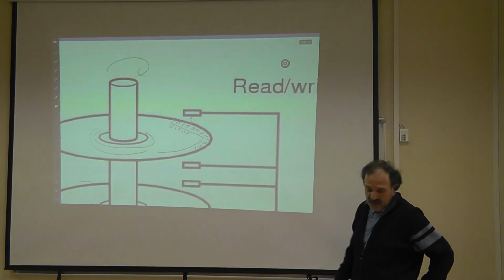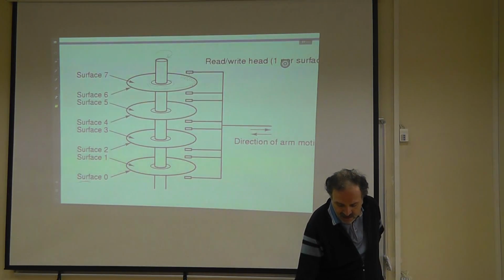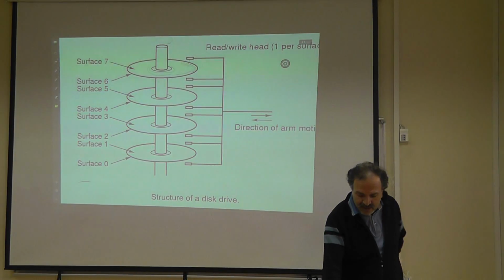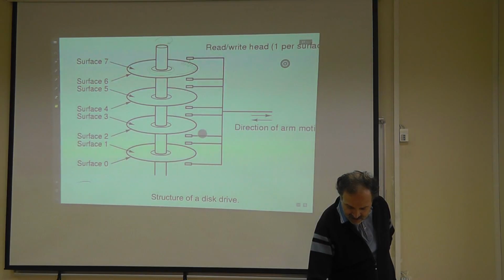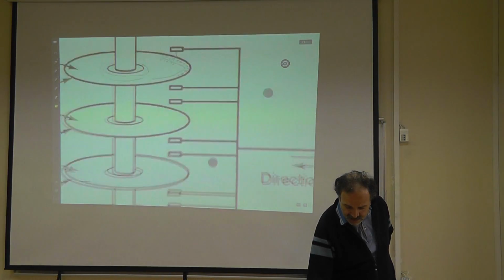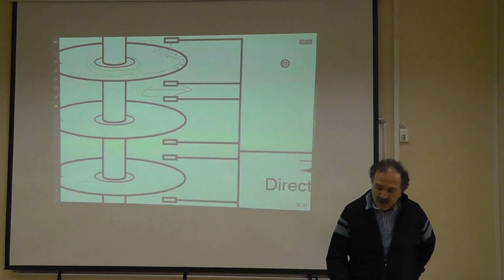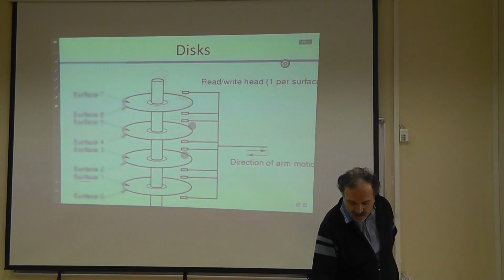So I have many plates like that, on the order of 10. So I have many, many surfaces. In this one, it has 7 surfaces. And for each of the 7 surfaces, I have a read-write head. I can move this read-write head in and out, so I can access any data on any surface.